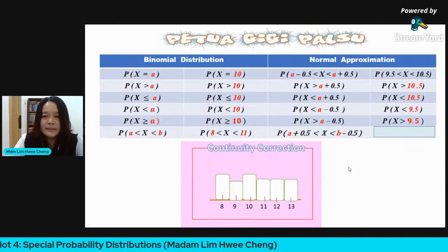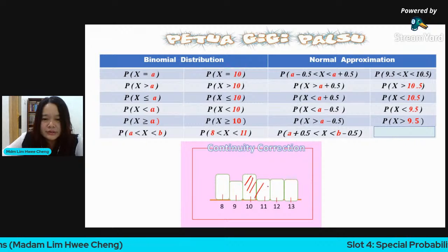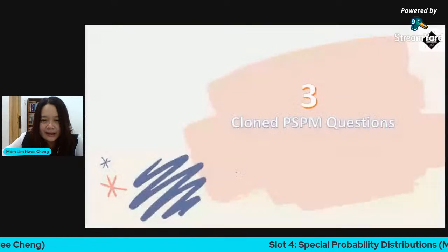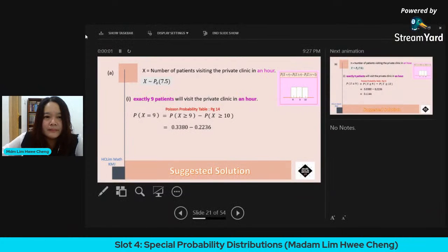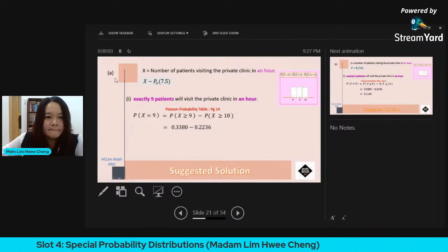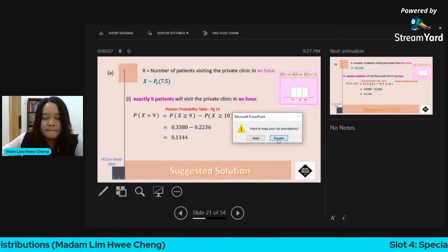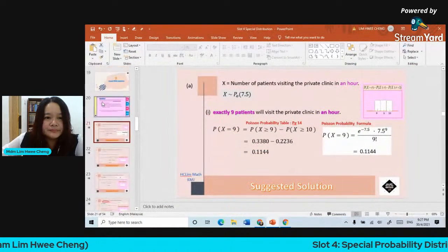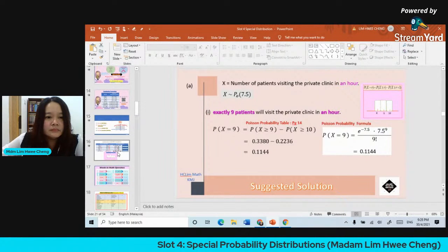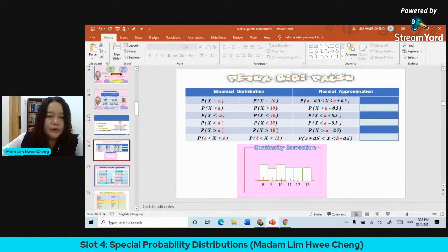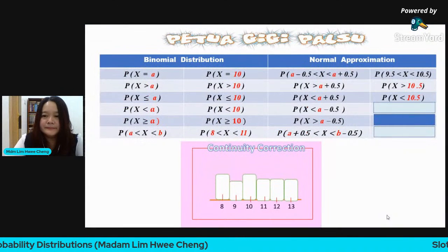So kalau besar sama 10, so all these regions that I want, I cut. This is why I will get this. Okay, you can go back and try for the third one.